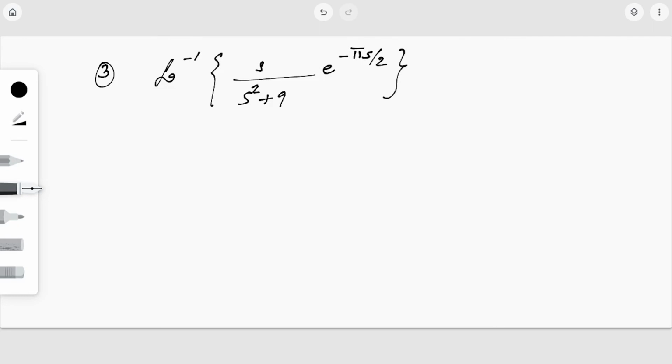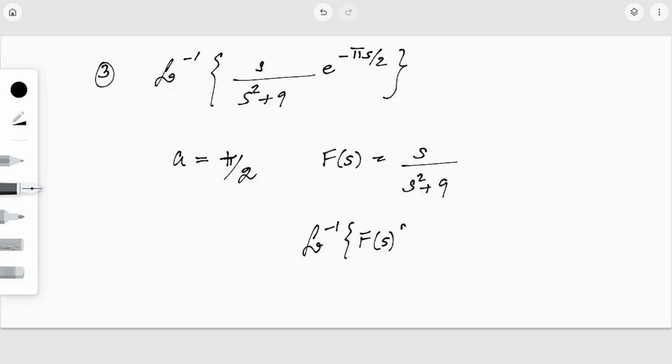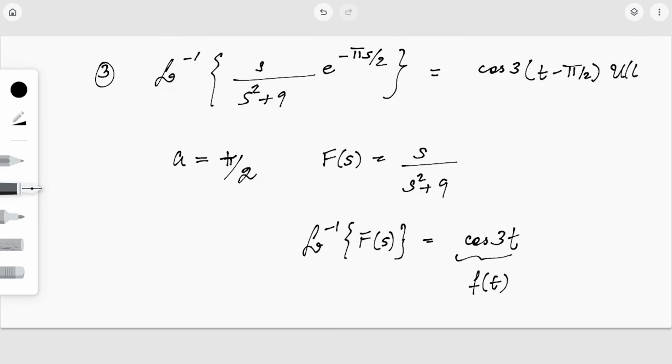Okay, so how can we do this? Here, what is a? A corresponds to pi by 2, right? And F of s is coming out to be s by s square plus 9, right? So what will be the L inverse of F of s? This is the formula of cos, right? So this is cos 3t. So this is our f of t. So what will this value be? This will be nothing but f of t minus a, that is cos 3 into t minus pi by 2, into the unit step function u of t minus pi by 2. Okay. This will be the corresponding inverse Laplace transform.